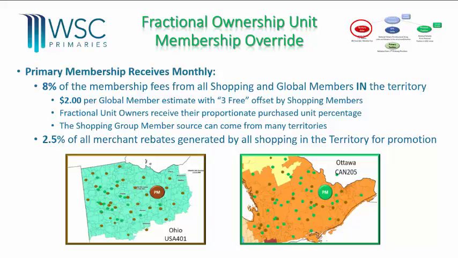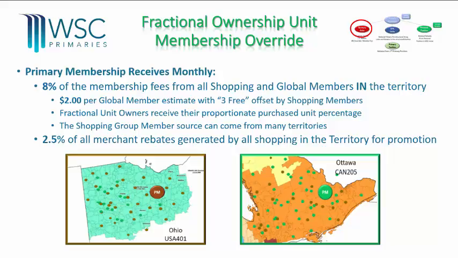And just to be sure that you understand about the territory members, it's any member that's in the territory regardless of their source. So it doesn't matter where they came from. That primary membership in Ohio is going to get credit for every brown and green dot in Ohio, and the primary membership in Ottawa will get credit for each green and brown dot in Ottawa. So as we build the nation, each primary membership should work together because they're all going to get members from other territories.